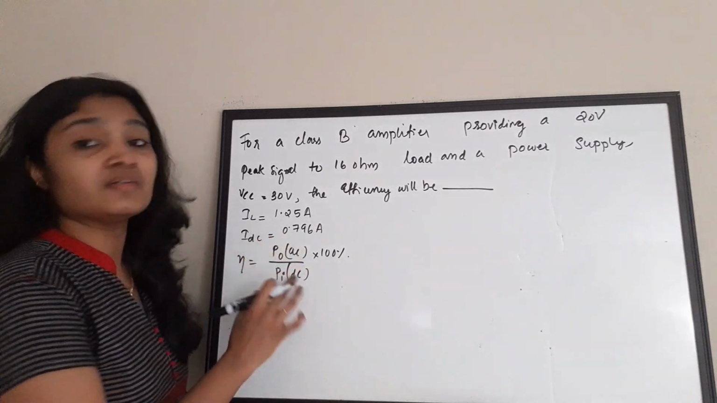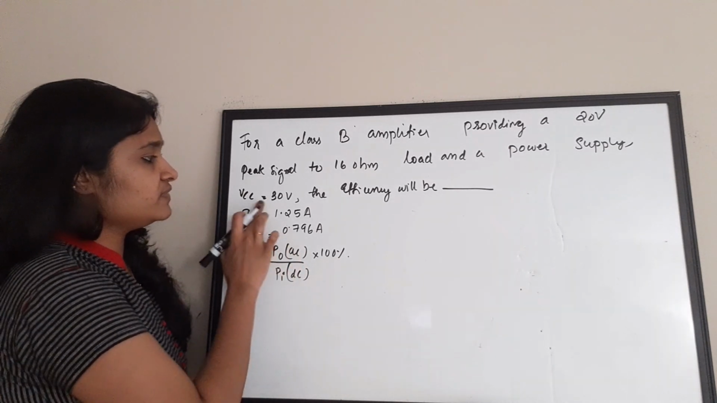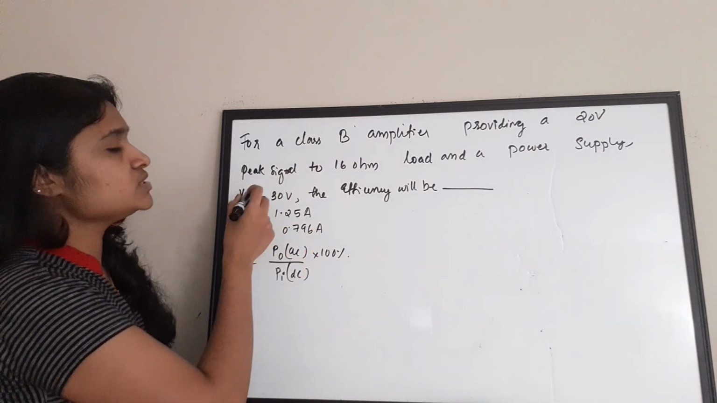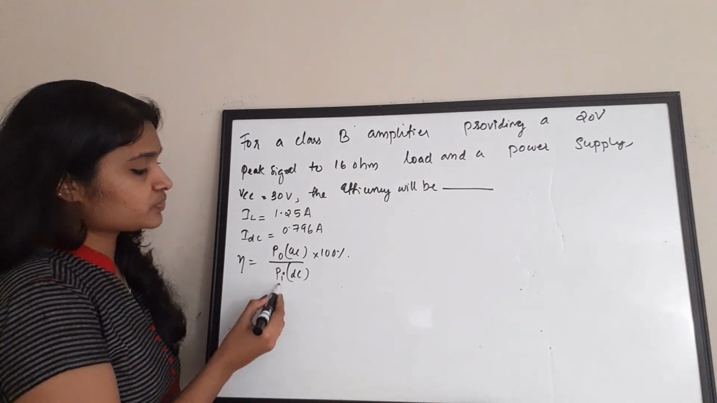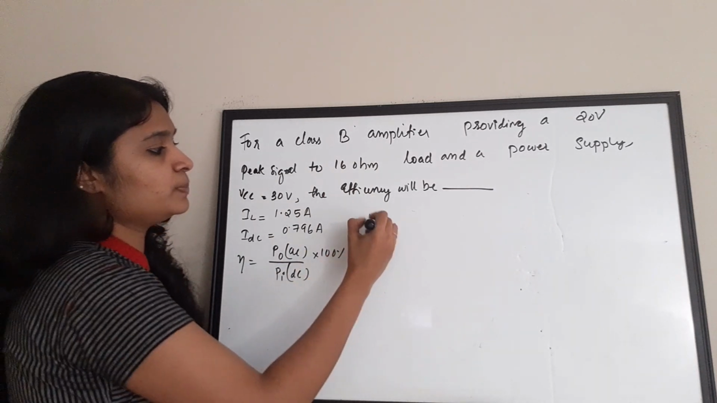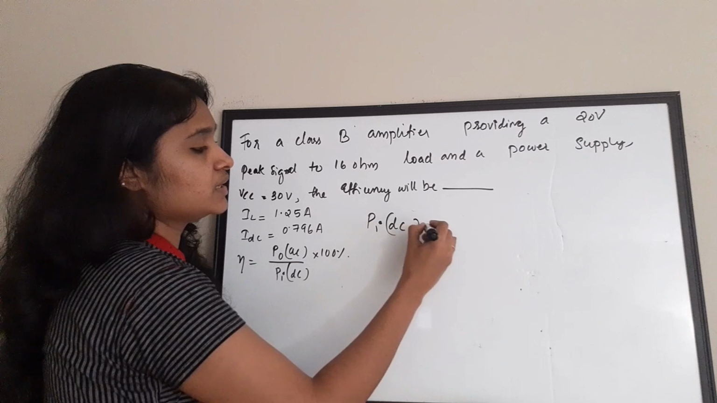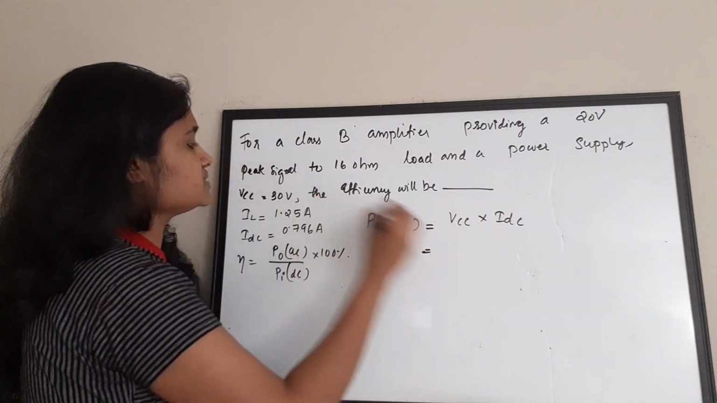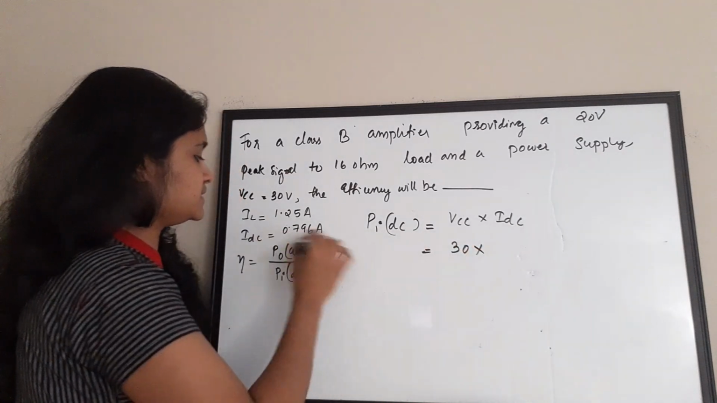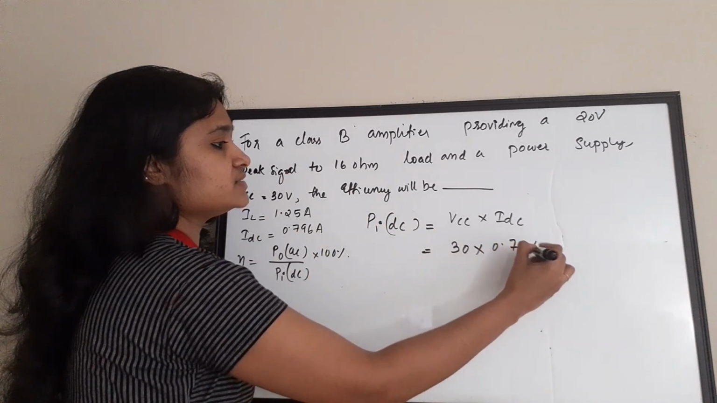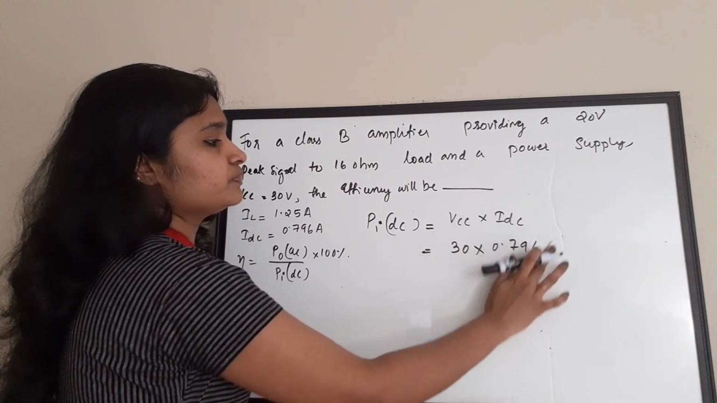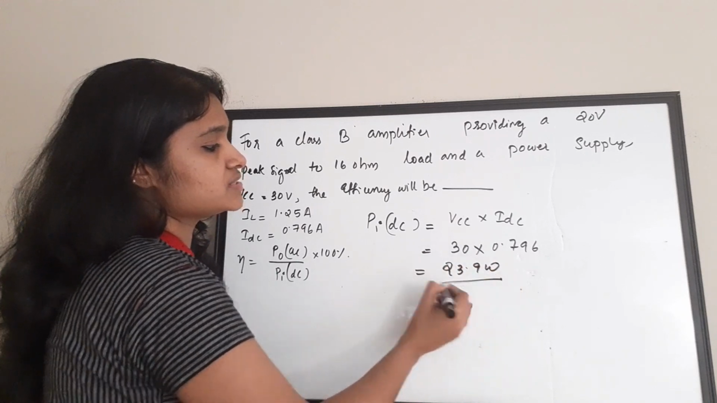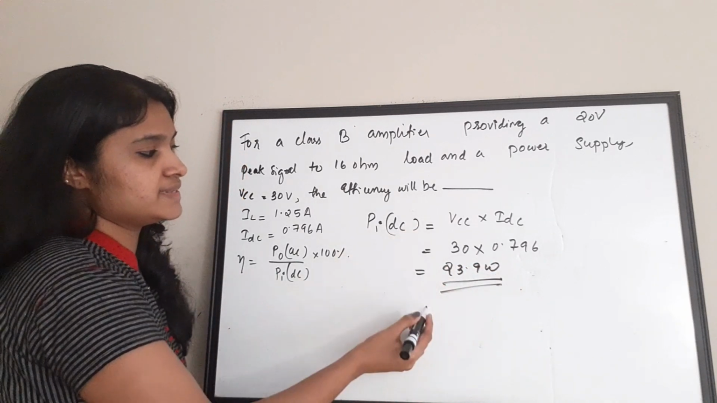So let us find the powers now. We have been given the VCC and we also know the value of the voltage of the signal. First I am going to find the value of P input DC. It is VCC into IDC. VCC is 30 volt into IDC is 0.796 ampere. The value obtained will be 23.9 watts, which is the value of P input DC power.